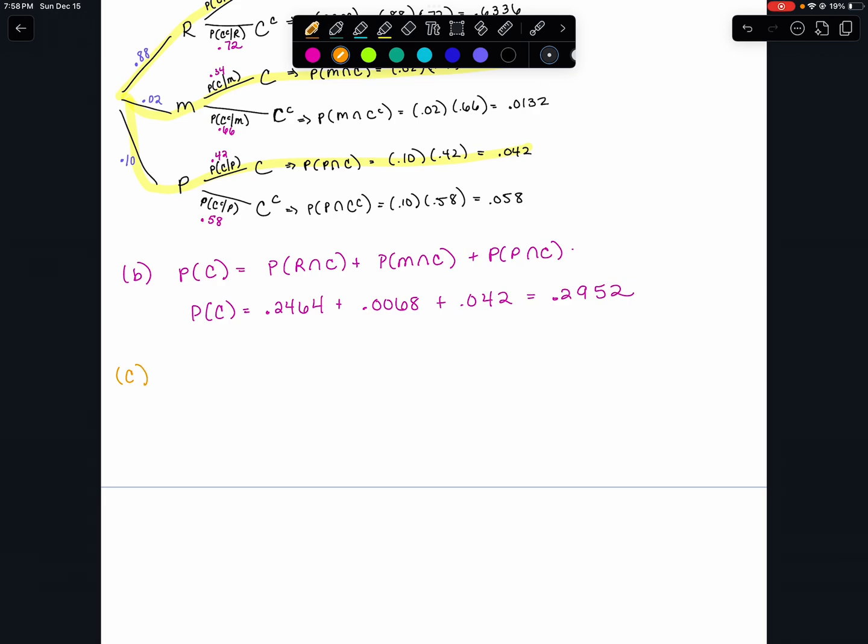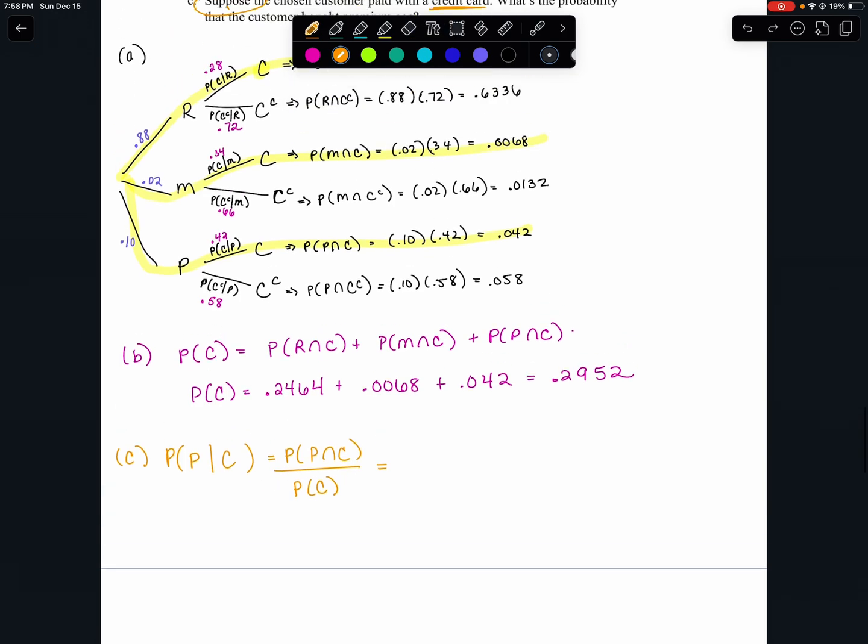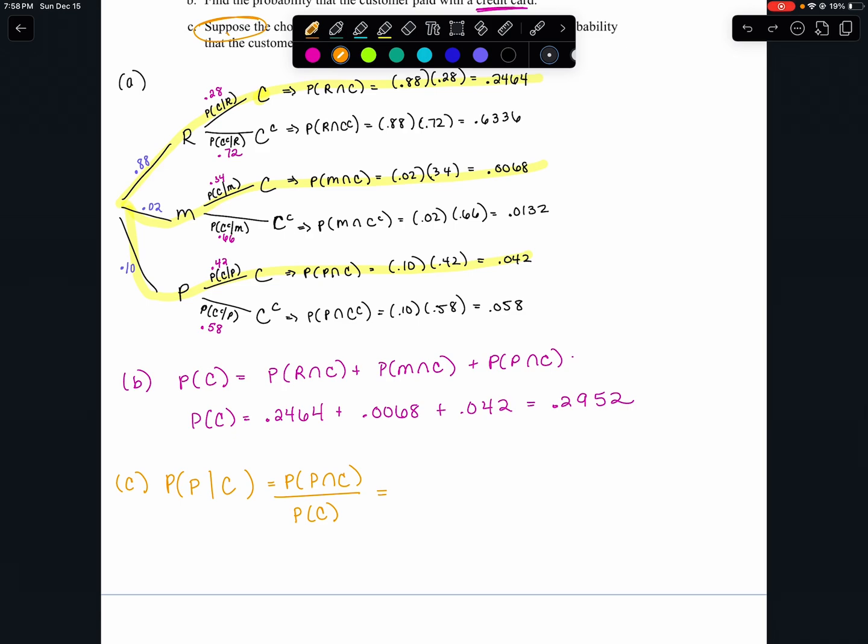So the way that you want to write that out symbolically is that we know that they're paying with a credit card. So what is the probability that they got premium gas? So premium gas given that they paid with a credit card. Next up, expand it. So that means do P and C over the probability of C. Use your reference sheet because it does tell you bottom number. All right, we know that P and C, if we look at our tree diagram, is right here. That's the probability of paying with a credit card and premium. So that's 0.042.